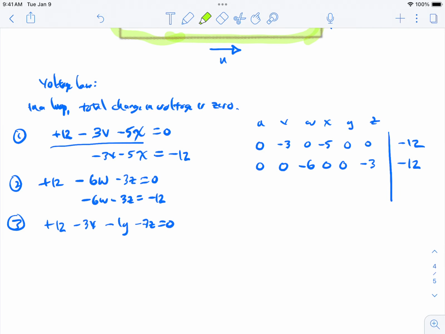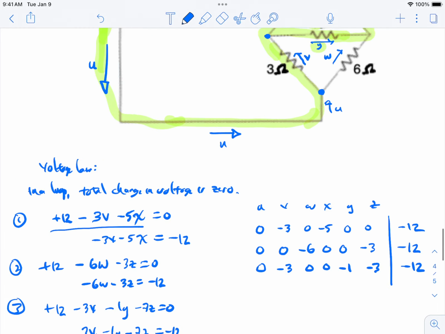Now, let's put the negative 3V first, then the negative 1Y, then the minus 3Z. Put the negative 12 on the other side. Code this equation: nothing times U, negative 3 times V, nothing times W, nothing times X, negative 1 times Y, negative 3 times Z equals a negative 12. Okay, that's those 3 equations. Now we're going to need 3 more equations.